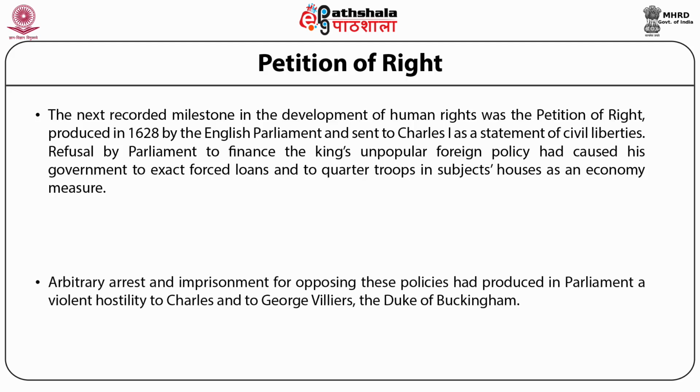Arbitrary arrest and imprisonment for opposing these policies had produced in Parliament a violent hostility to Charles I and also produced a significant amount of hostility towards George Villiers, the Duke of Buckingham. Arbitrary arrest and imprisonment are at the very heart and soul of the right to life. If somebody can be arrested arbitrarily, then what is the point of having the right to life? That was at the core of the Petition of Right.